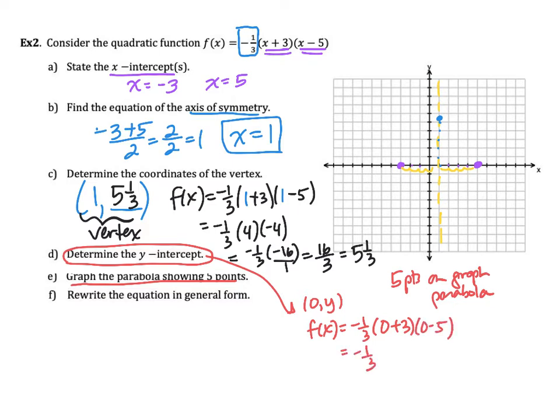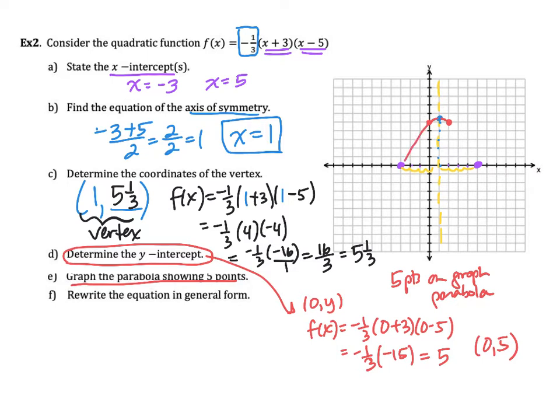So I get 0 plus 3, which is 3, 0 minus 5, which is negative 5, and 3 times negative 5 is negative 15, and negative 1/3 times negative 15 is 5. So my y-intercept is 0, 5. And so I go up 5. Now remember, a parabola is symmetric, so if it goes through 0, 5, it must go through 2, 5, because it's equidistant from that vertex.